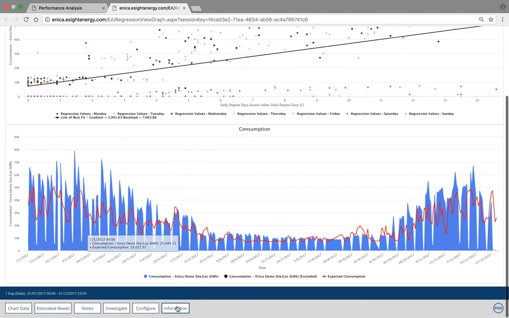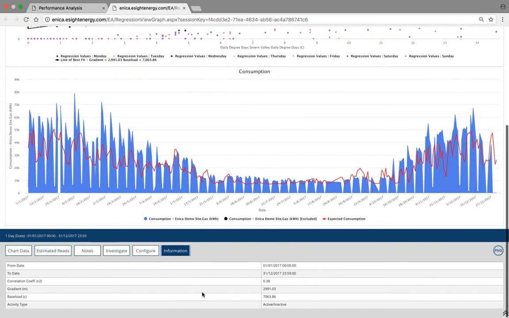Within the information box, if we click this down at the bottom, we actually get some key statistics about the scatter graph, which are very important, starting off with the R² value. In here, this is actually quite poor data of an R², which is a correlation coefficient of 0.38.